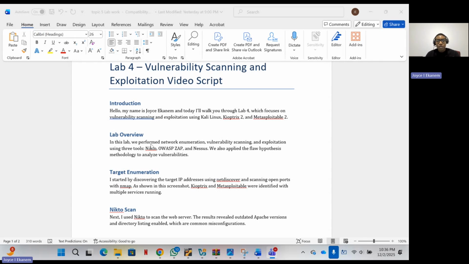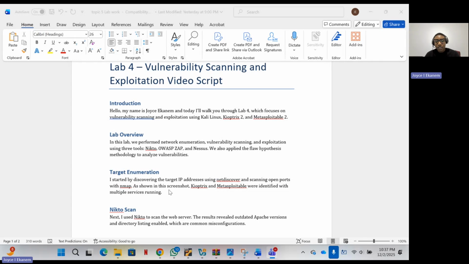So in this lab, I performed network enumeration, vulnerability scanning, and exploitation using three tools: Nikto, OWASP ZAP, and Nessus. I also applied the flaw hypothesis methodology to analyze these vulnerabilities. Target enumeration: I started by discovering the target IP addresses using NetDiscover and scanning open ports with Nmap.